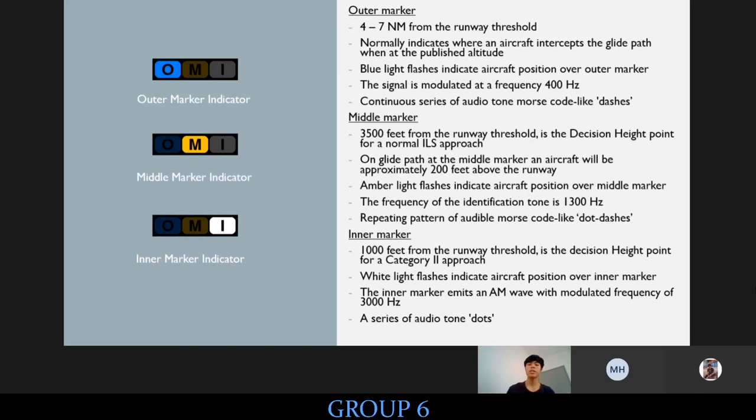Next is the inner marker, located 1,000 feet from the runway threshold. It is the decision height point for a category 2 approach. For the inner marker indicator, a white light flashes to indicate aircraft position over the inner marker. The inner marker emits an AM wave, which is an amplitude modulated wave with a modulated frequency of 3000 Hz, a series of audio tone dots.